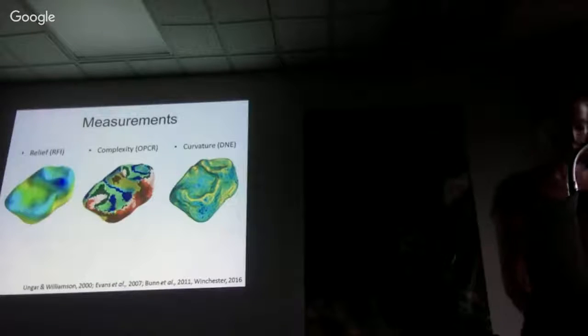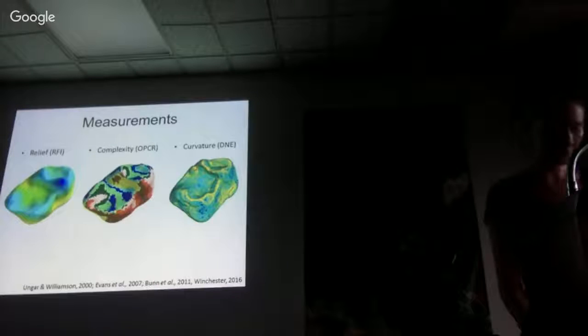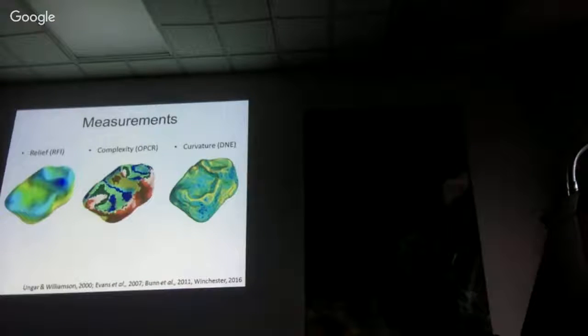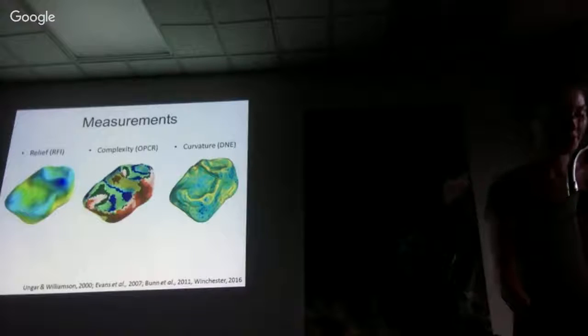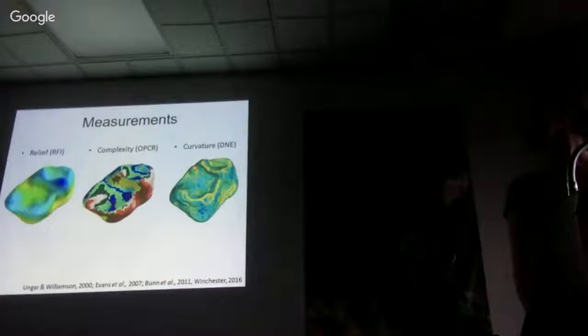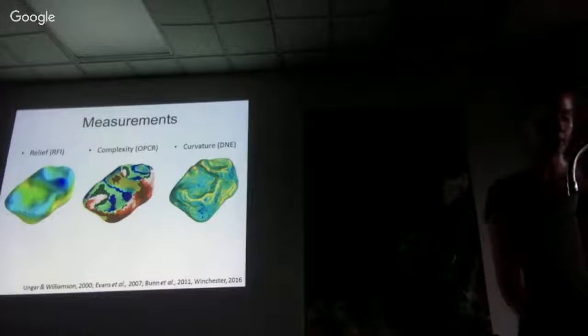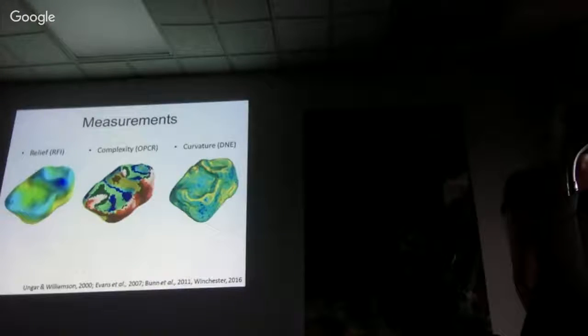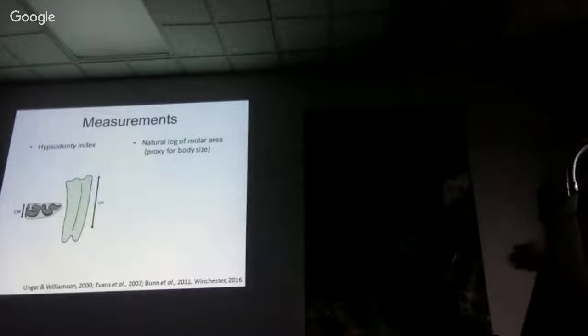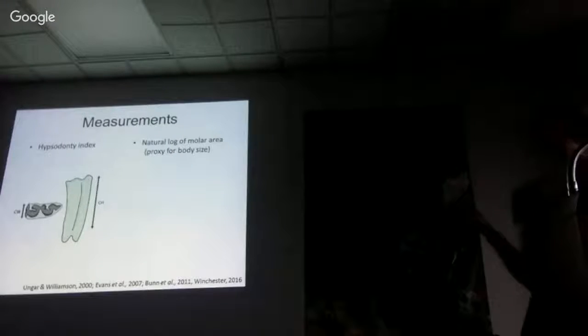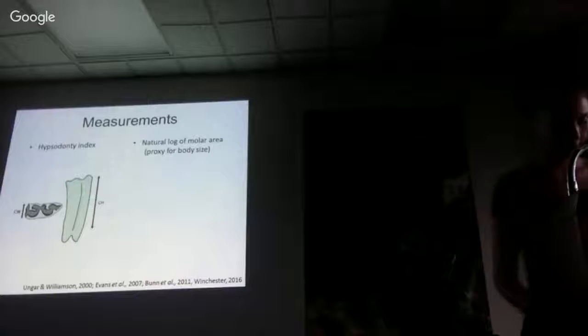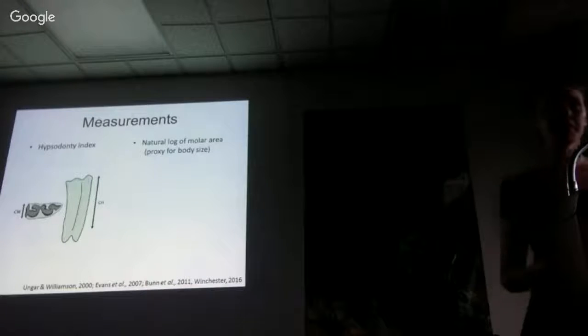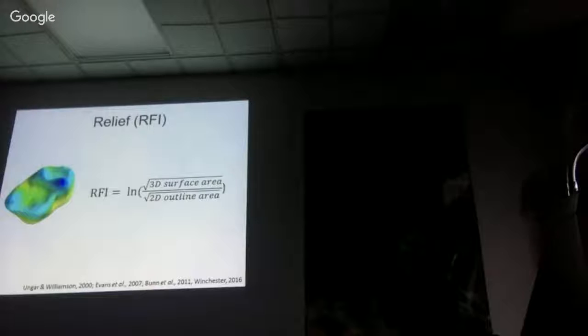I will take a set of 5 measurements for each specimen, 3 topographic measurements and 2 simple measurements. The topographic measurements are relief, complexity, and curvature. These measurements are all taken in MorphoTester, which is a free software package developed by IPAS alumni Julia Winchester. The 2 basic measurements are the hypsodonty index and the natural log of molar area, and I use that as a proxy for body size. So I'm going to briefly take you through each of these measurements, give you a little bit more background.